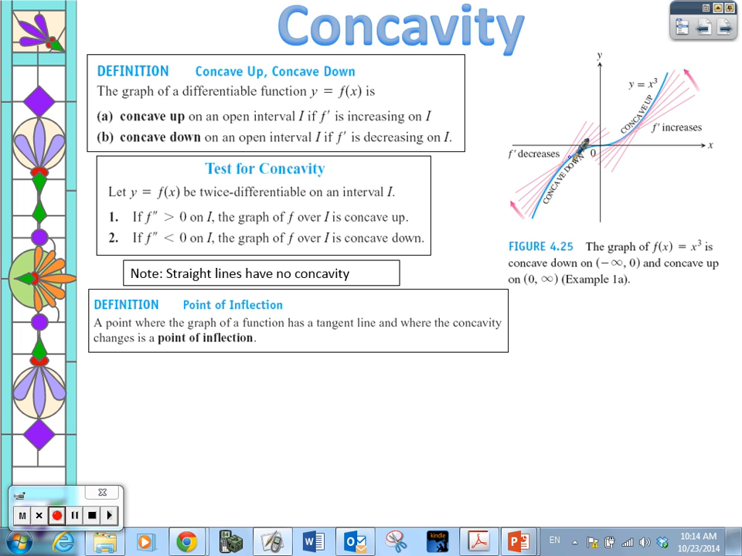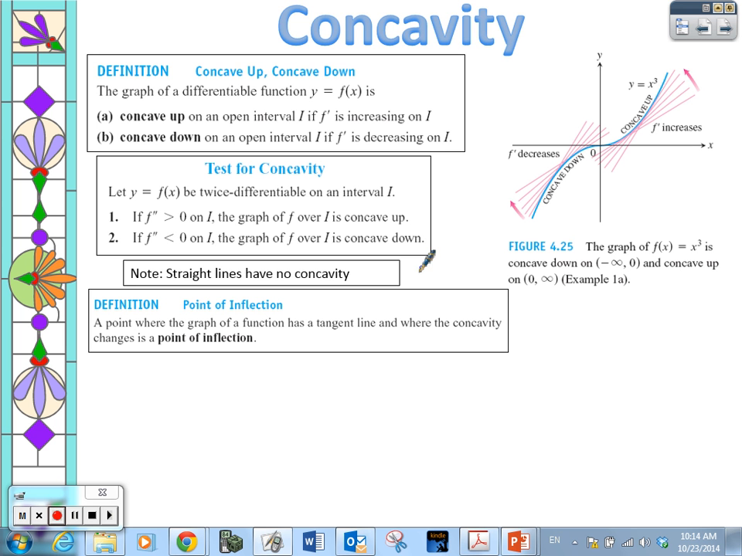Notice here, if it's cupped down, if you think of it as a cup and it's kind of upside down, cupped down, that's concave down. If it is cupped up, it's concave up. So visually that's what concavity looks like.